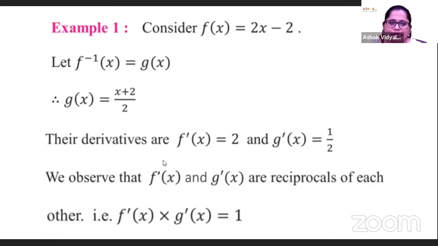Their derivatives are f dash of x is equal to 2 and g dash of x is equal to 1 by 2. We observe that f dash of x and g dash of x are reciprocals of each other. That means f dash of x multiplied by g dash of x is equal to 1. Now, calculating the multiplication of these two derivatives, we get 1.